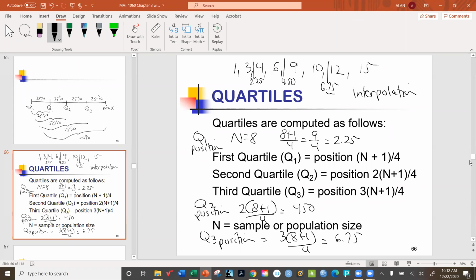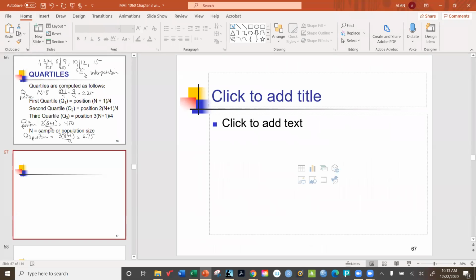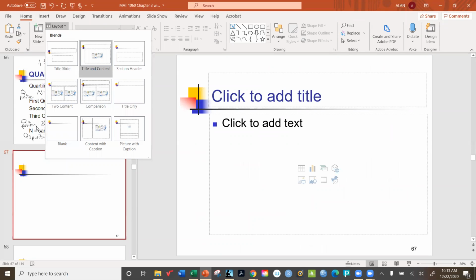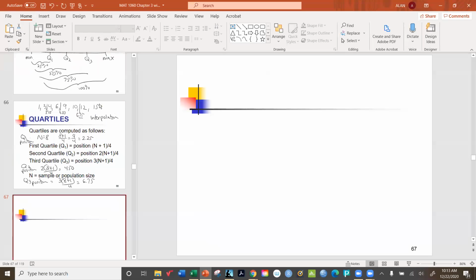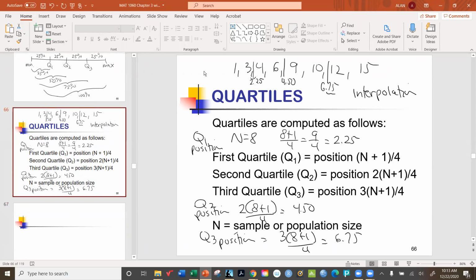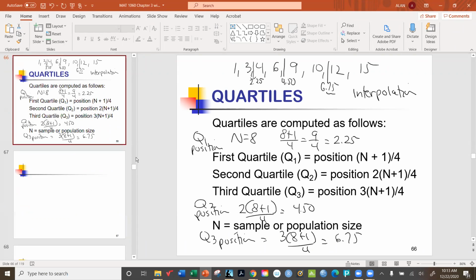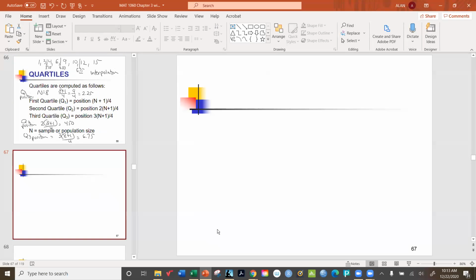Now, the interpolation process itself isn't really all that complicated. It just takes a little getting used to. So let's run with this example for a minute. Let's actually calculate them with our interpolation technique, okay? So let me just copy these down again. I've got 1, 3, 4, 6, 9, 10, 12, 15.